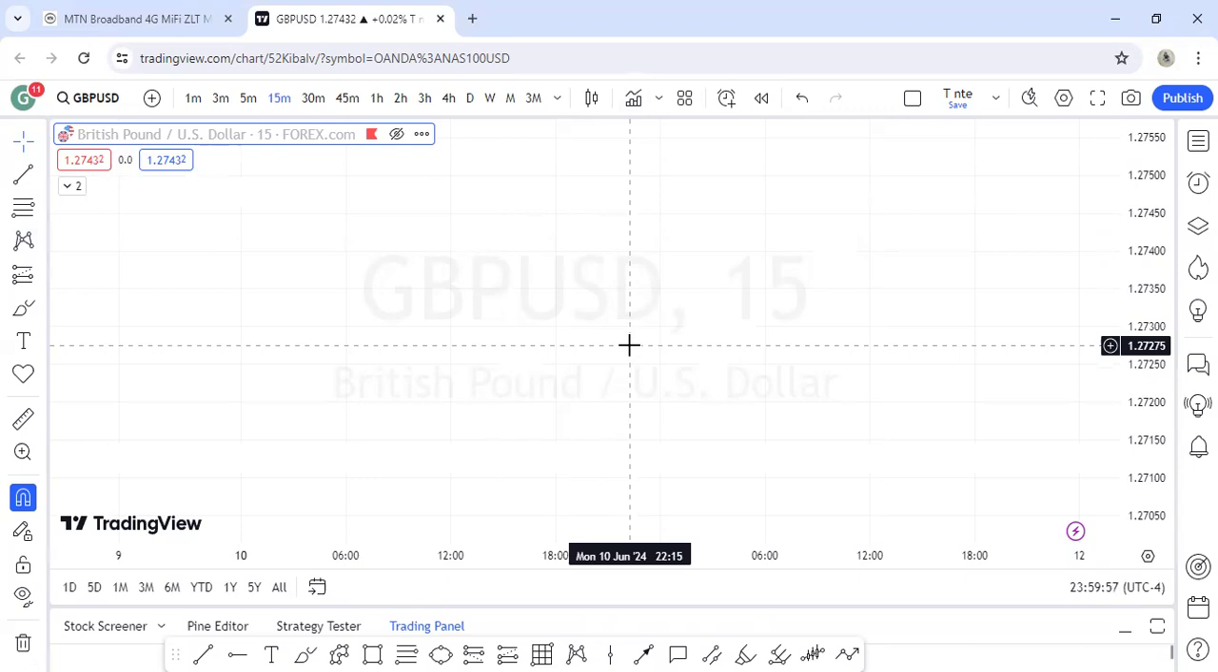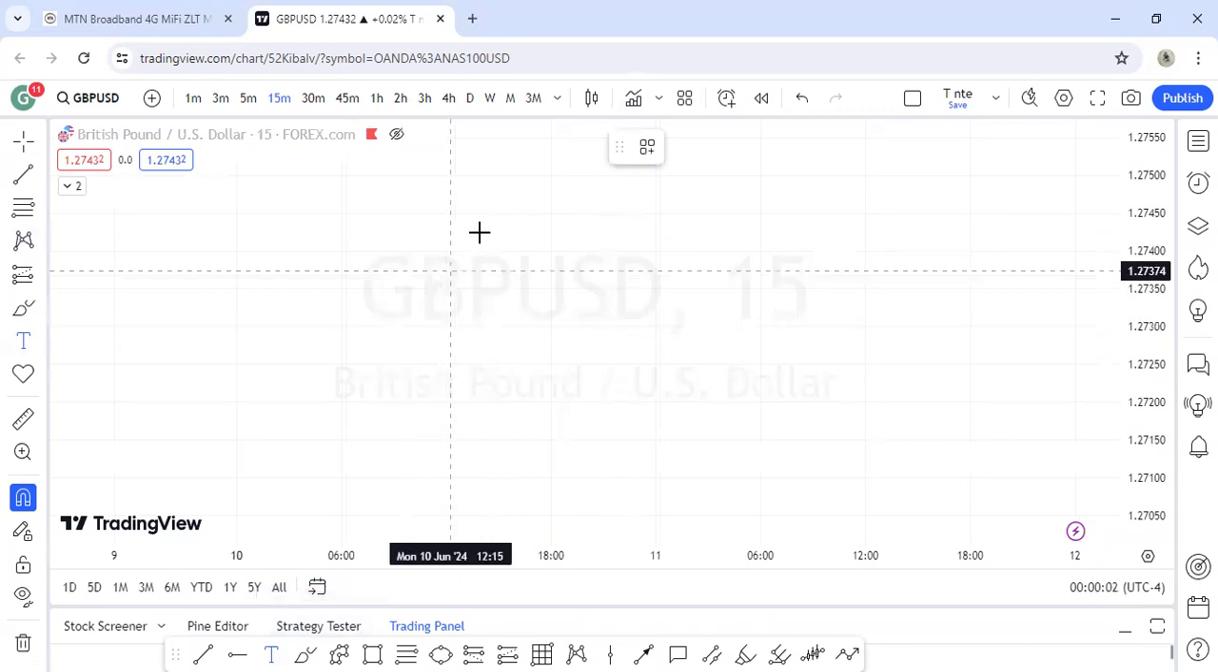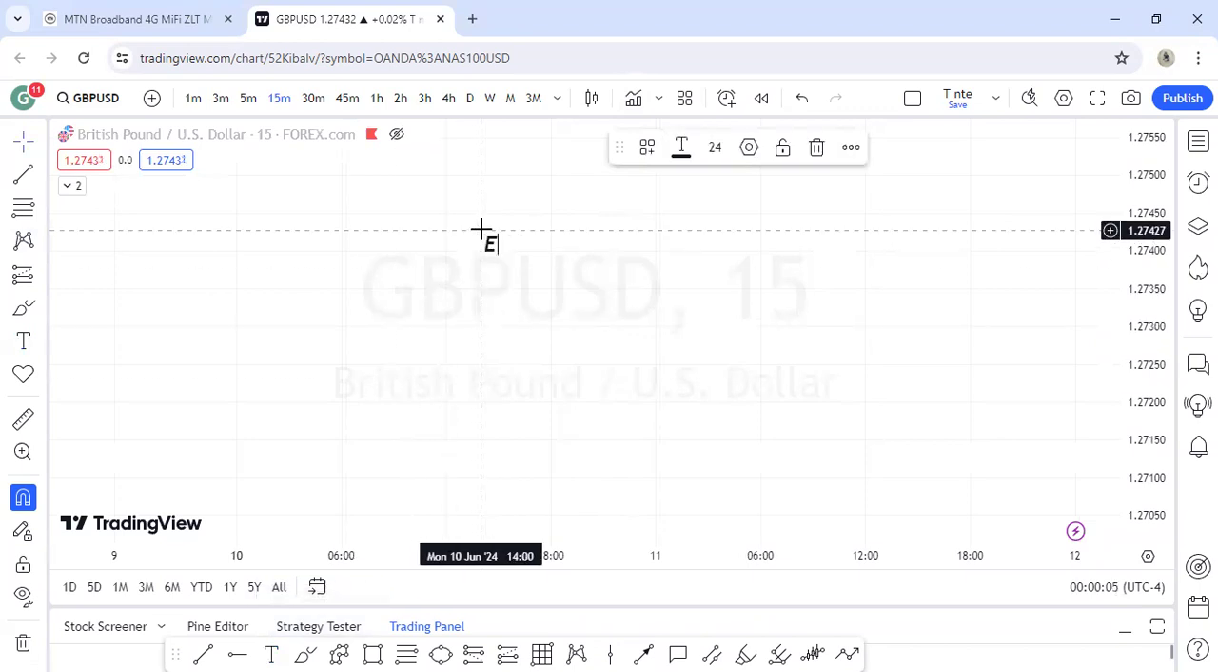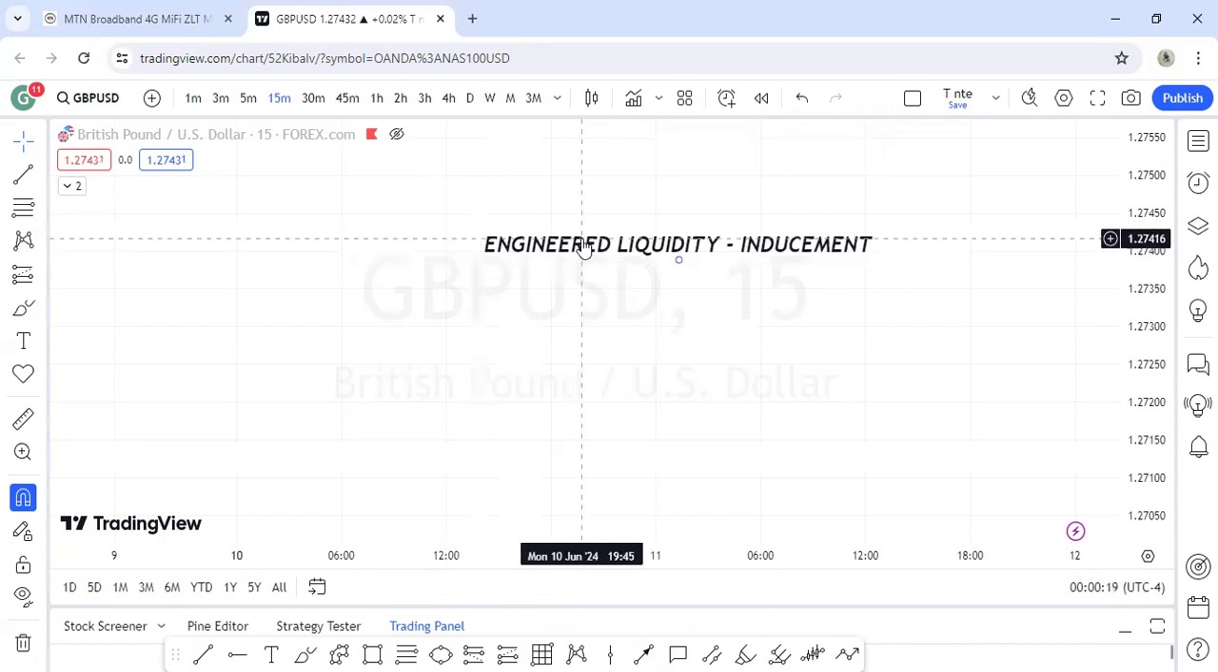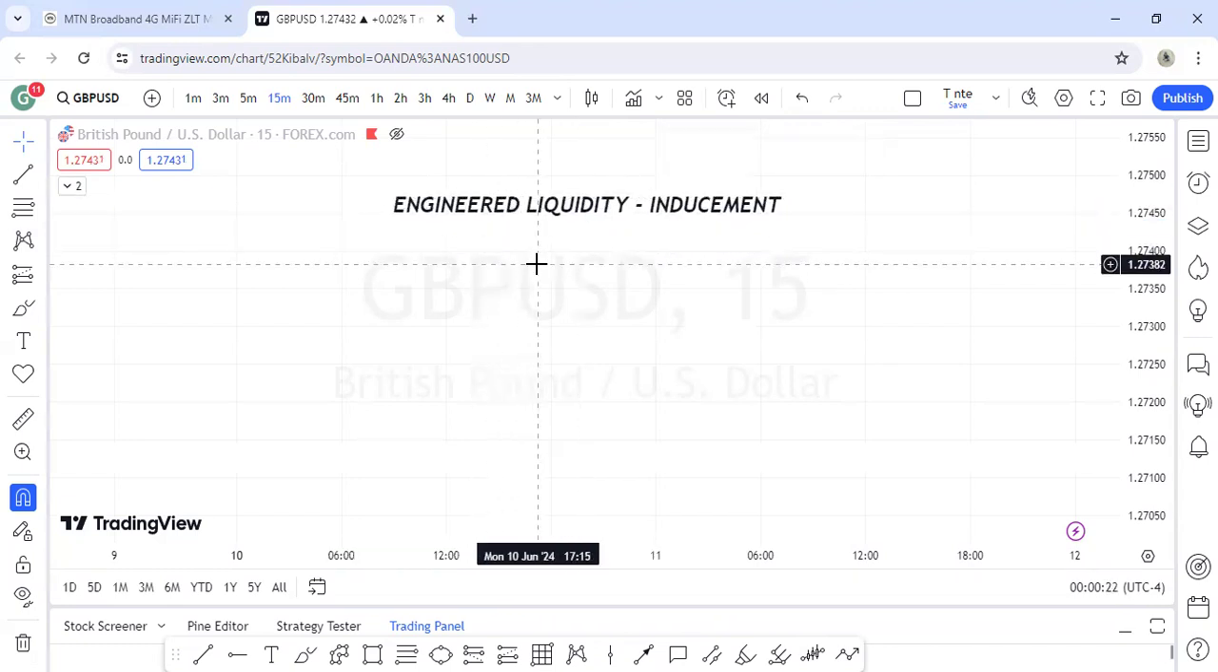So in today's teaching, we are going to be talking more about liquidity. The purpose of today's teaching is to teach you more about engineered liquidity. Once you understand this, when I talk about engineered liquidity, I'm referring to inducements. This topic is very, very crucial because it will help you know when a break of structure is not really a break of structure, right?